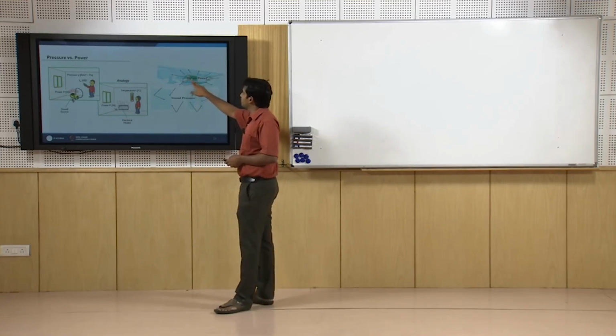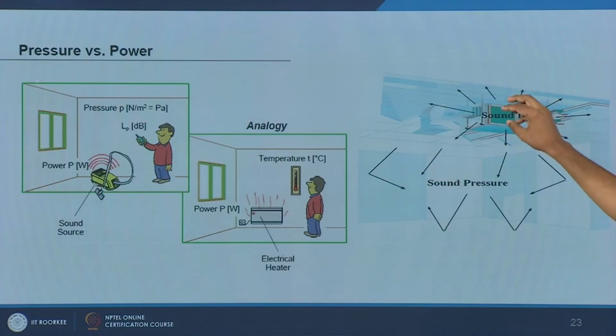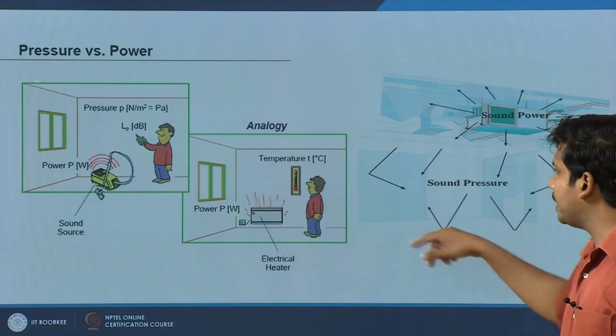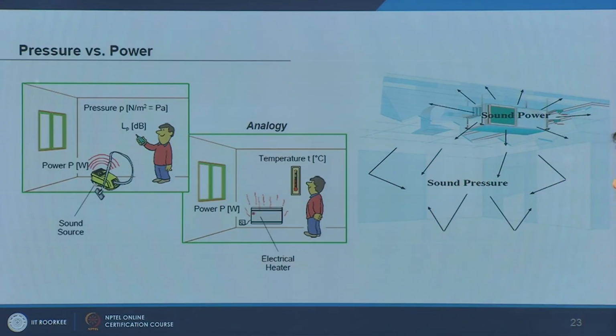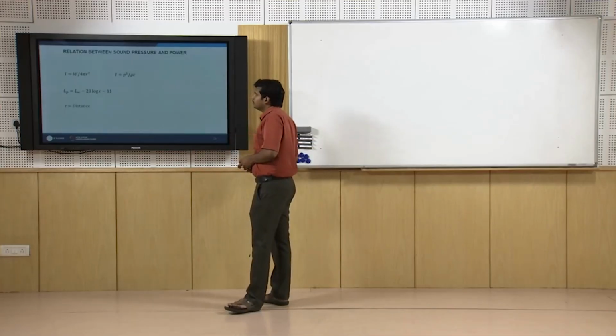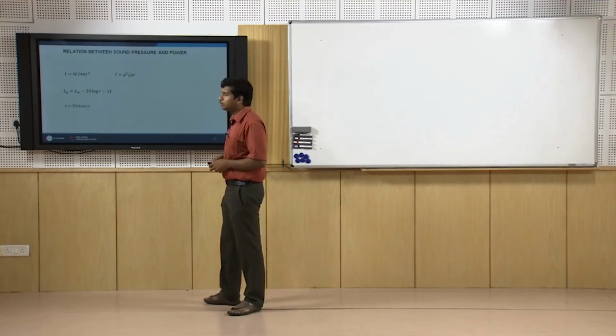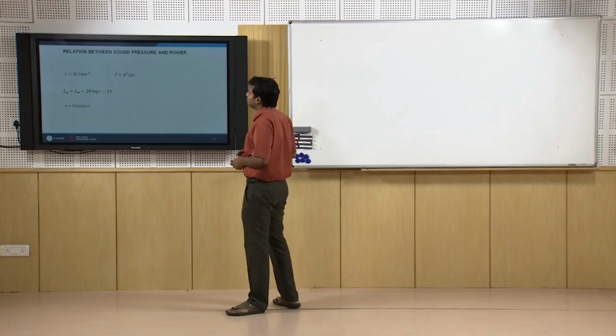So you have a sound power, there is a source, it can be anything, say a mechanical equipment, it propagates through the room and then it reaches you. So what you measure or what you perceive is a sound pressure. We refer to it further as sound pressure level. We will look at some of the relationships.